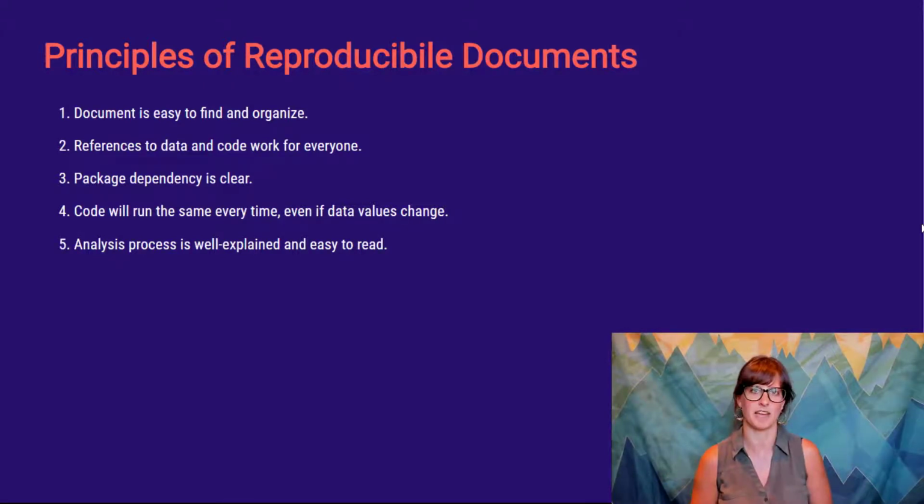Hopefully they use the here package. It means that your package dependencies are very clear, that you have your library statements and I can find them. It means this principle of the code being able to regenerate the analyses if the data changes. And it means that you have organized your document well and explained your analysis process.